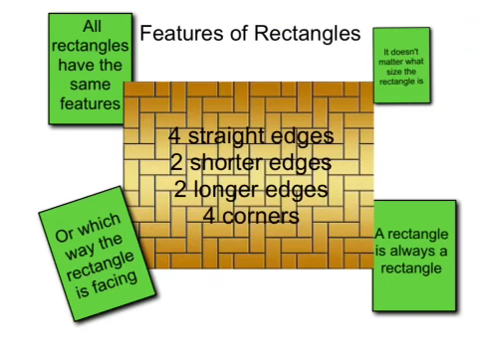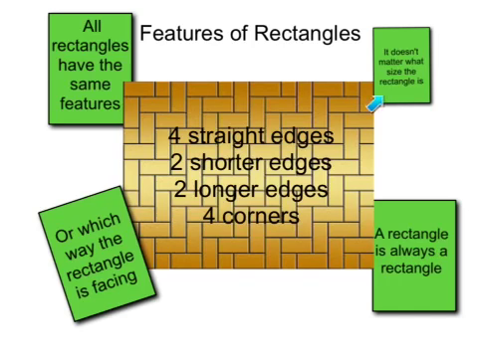Now let's have a look at the features of rectangles. All rectangles have the same features. 4 straight edges, 2 shorter edges, and 2 longer edges. The 2 shorter edges are always opposite each other. The 2 longer edges are always opposite each other. And there are 4 corners on a rectangle.